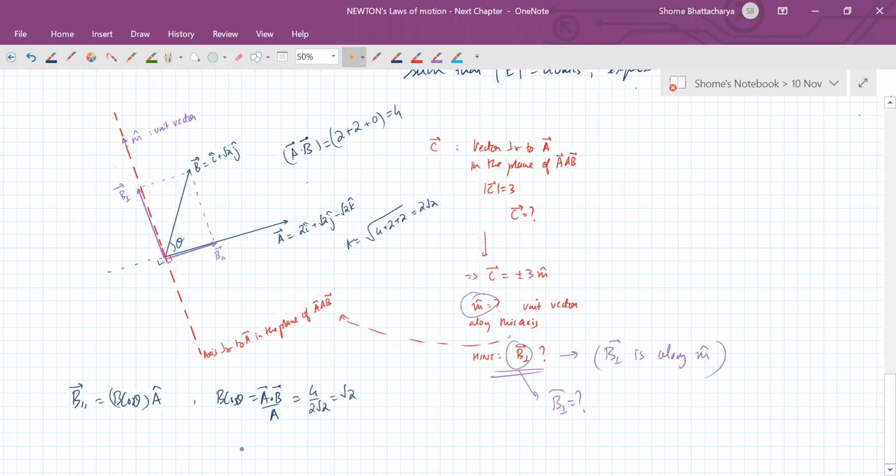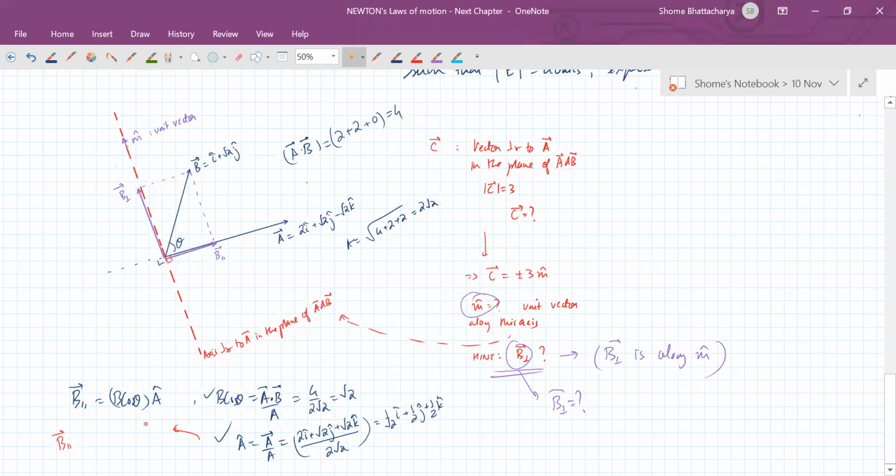Okay, and A cap is how much? It is vector A divided by the magnitude of vector A, so it is i cap plus root 2 j cap plus root 2 k cap divided by 2 root 2. So we can write this as 1 by root 2 i cap plus 1 by 2 j cap plus 1 by 2 k cap. Okay. So from this and this, now we have this thing.